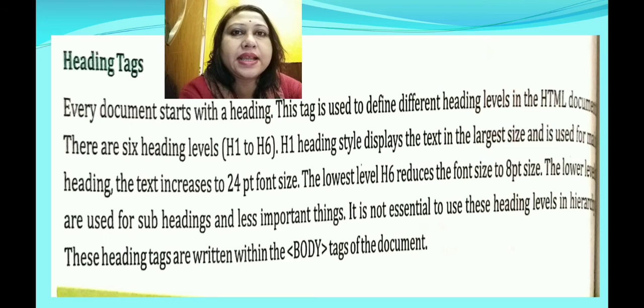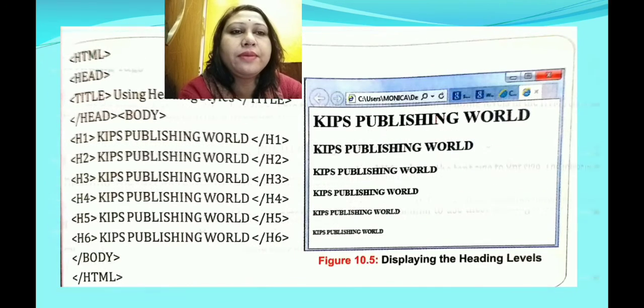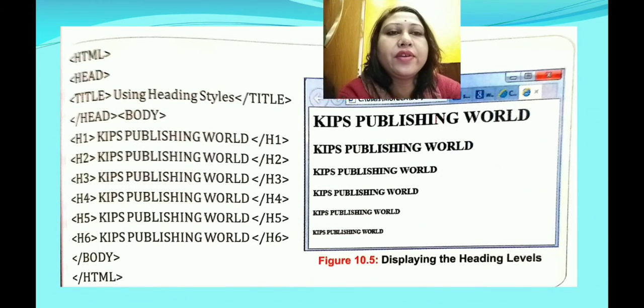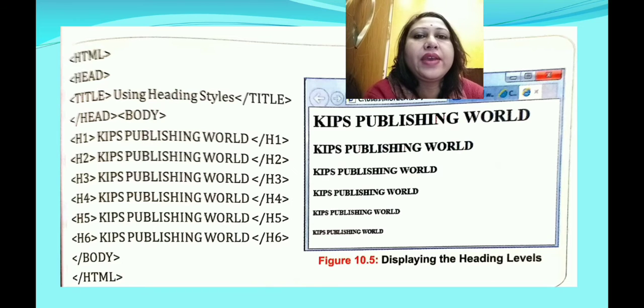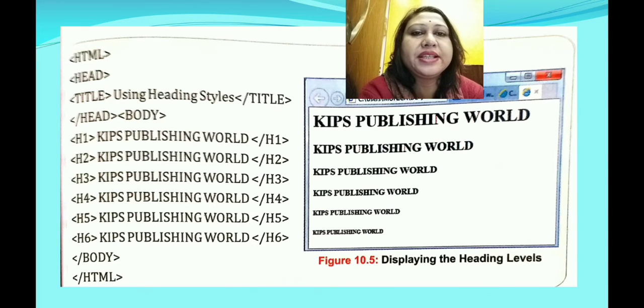So let us understand this more with the help of the HTML code given over here. As you can see, we have written HTML, the main tag, and then we have the head tag. Under the head tag, we have the title tag where we have written the title, using heading styles, as we are learning how to use the heading tag. Then we have closed the title, closed the head tag, and opened the body tag, that is the main text which will be displayed in the document.